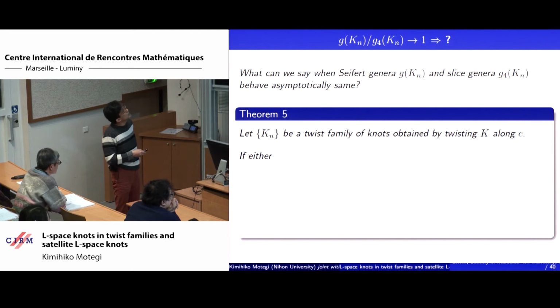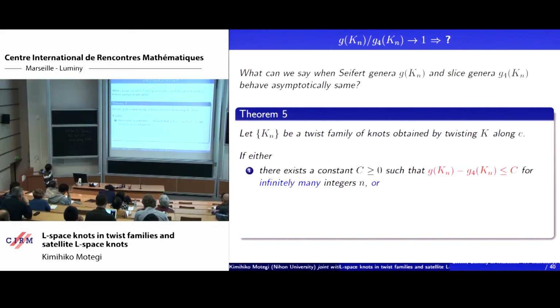Let Kn be a twist family of knots obtained by twisting K along the unknotted component C. Suppose either there exists a constant C such that the difference between the Seifert genus of Kn and the slice genus of Kn is bounded by this constant C for infinitely many integers n. Here, we don't require this inequality to hold for all sufficiently large integers n. We just require that this inequality holds for infinitely many integers n. So maybe infinitely many integers n destroy this inequality.